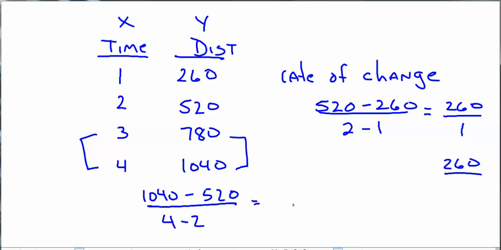Do it. I'll do the bottom, you do the top. I'm done. Nobody do it. I'm done. Right? Because you have to. No, because I knew it was going to equal 260, because that was the rate of change. Clear? Alright, good.